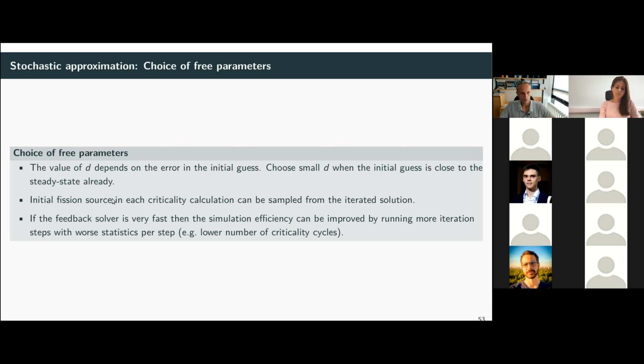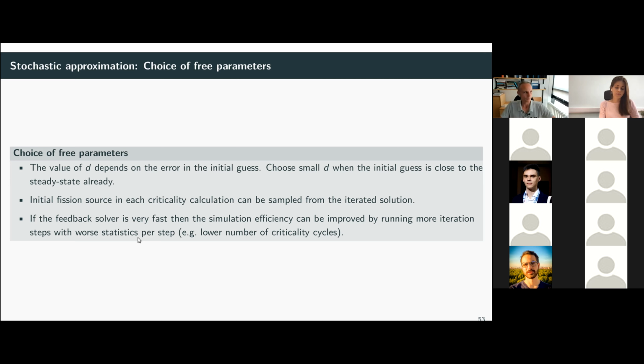You still have to choose the fission source in each criticality calculation. I would recommend that you choose the fission source distribution that was iterated in the previous criticality calculation. That way you will get much faster convergence in the criticality calculations.